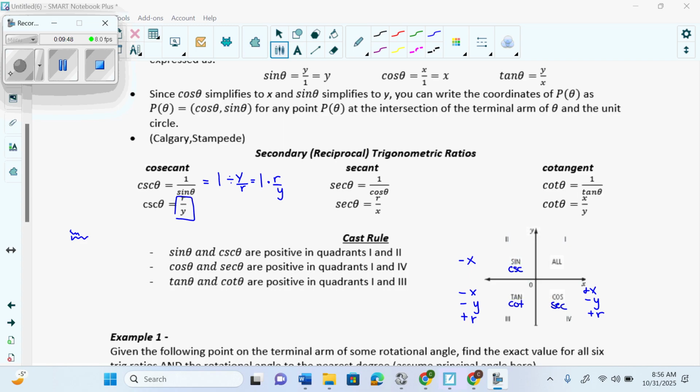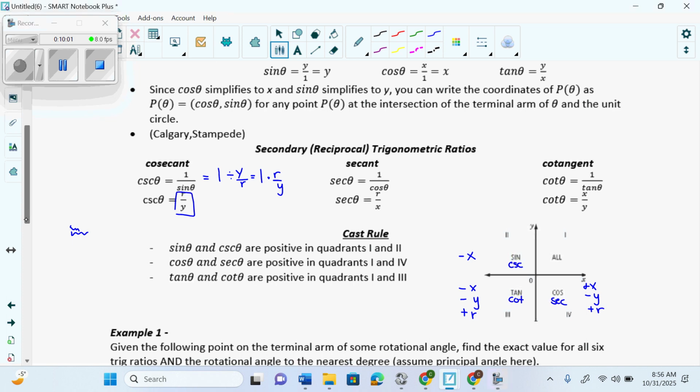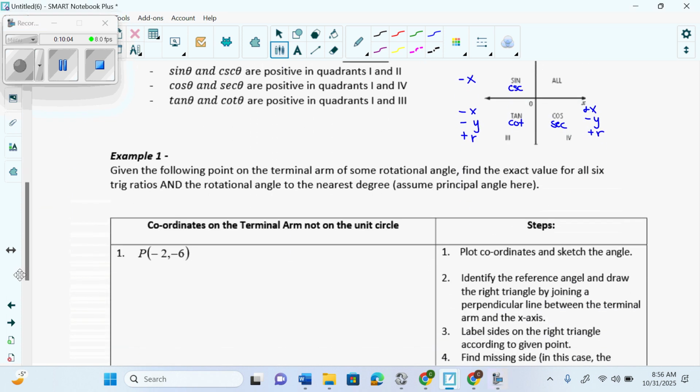Okay. Does the CAST rule make a little sense? Or "All Students Take Calculus" as to why the heck it is? Because a lot of people just memorize and don't understand. And we know how Mrs. Lepp thinks about that. A penny for my thoughts, we need to understand. I would make so much money, even a penny for my thoughts, on telling you you have to understand.